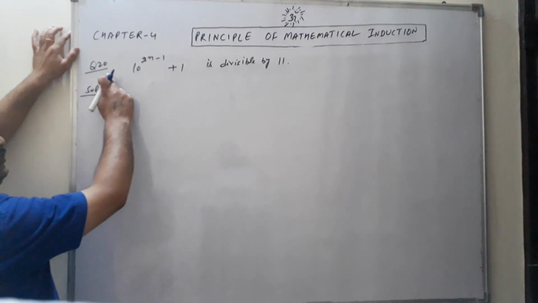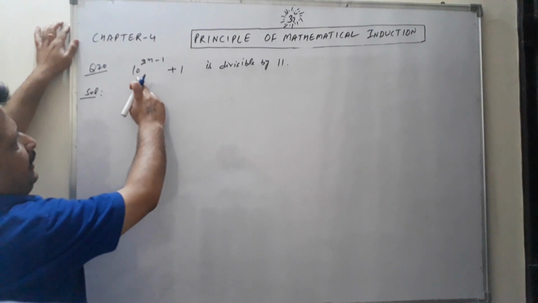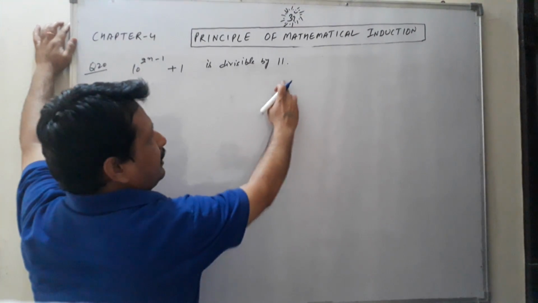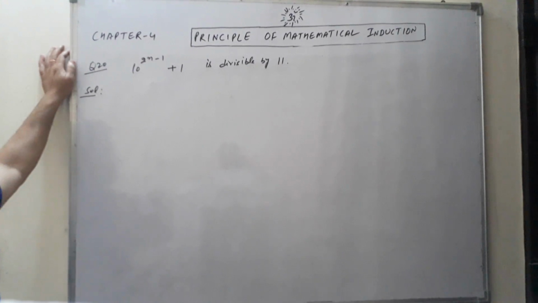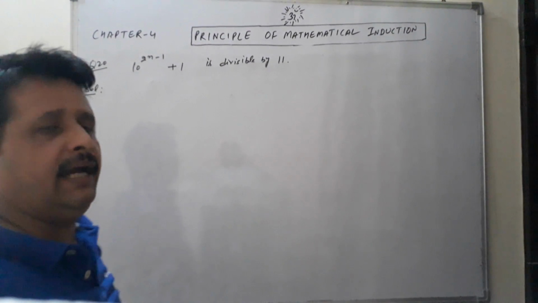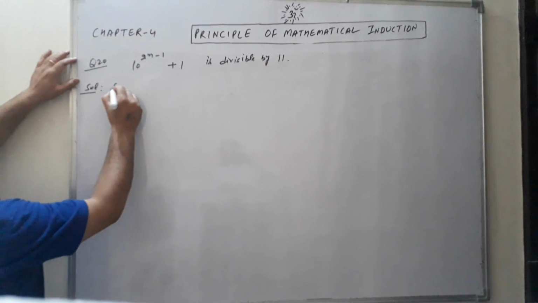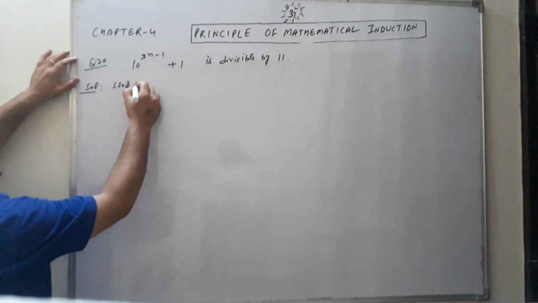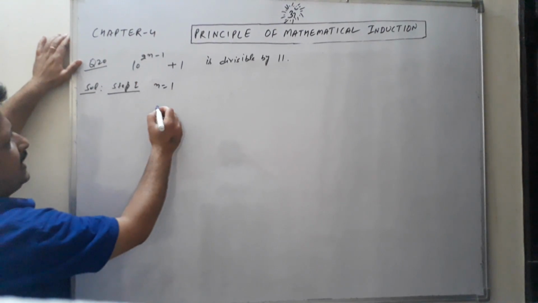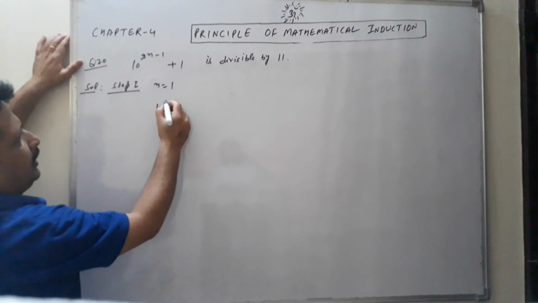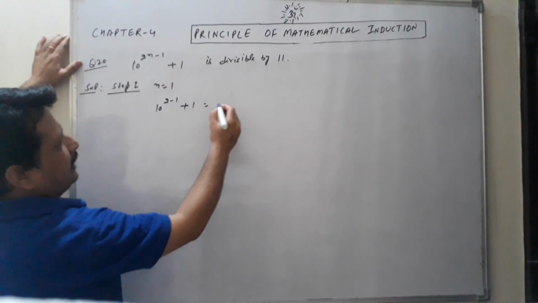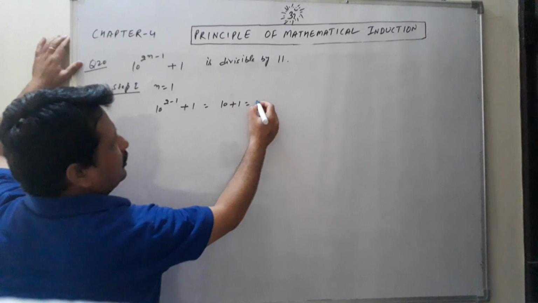Let us come with question number 20. 10 to the power 2n minus 1 plus 1 is divisible by 11. We have to solve it by using PMI, students, where n is a natural number. So let us come with step number 1, that is n equal to 1. So 10 to the power 2 into 1 minus 1 plus 1 means 10 plus 1, that is equal to 11.